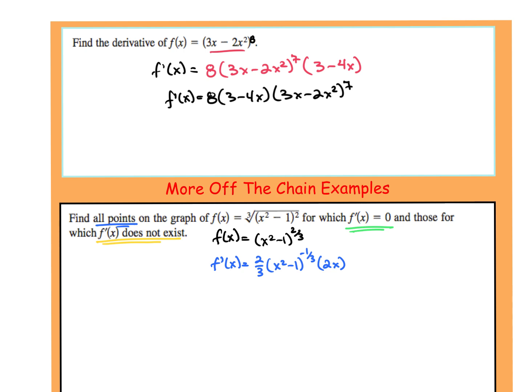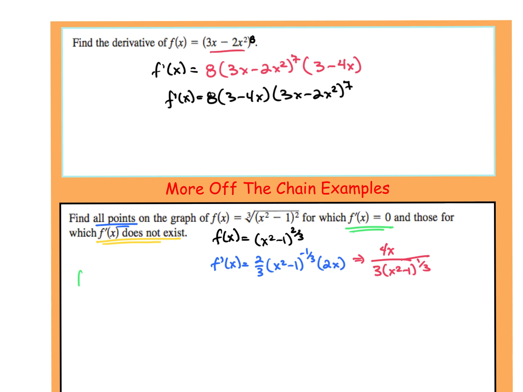And now let's use my childhood. Who gets to stay up top? 2/3 times 2x. A 2 and a 2x. So what's left up top? 2 and 2x. Or 4x. 4x. Over, now who's on the bottom? A 3 times x squared minus 1 to the power of 1/3.